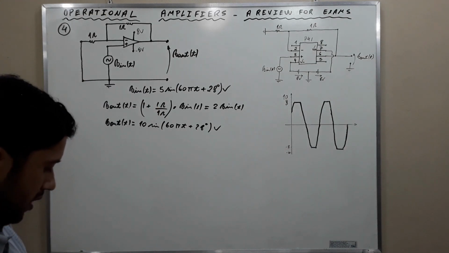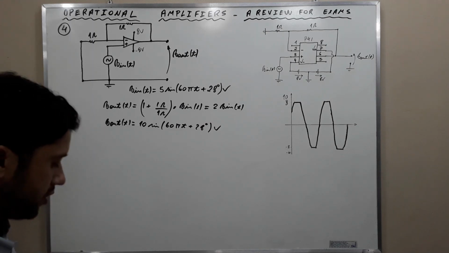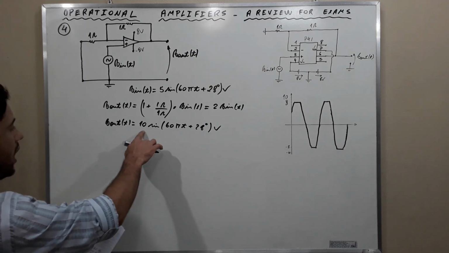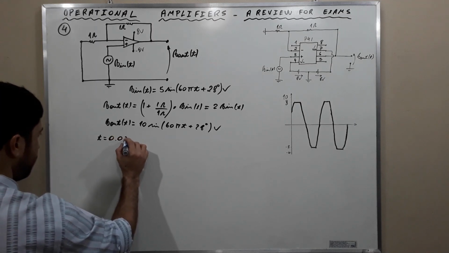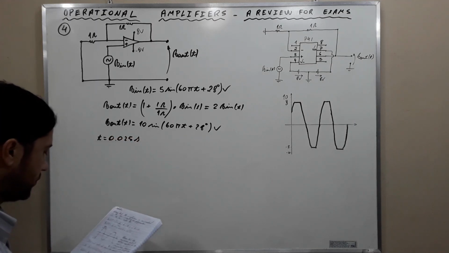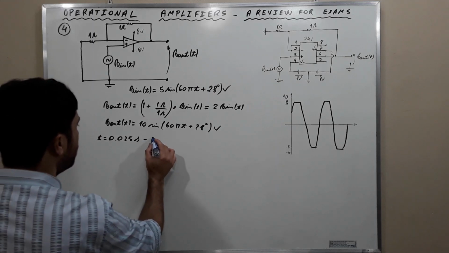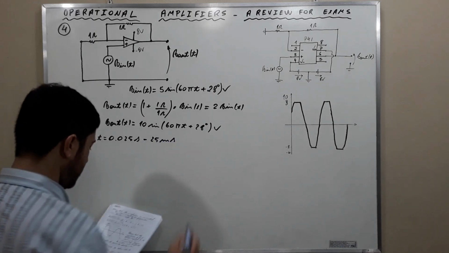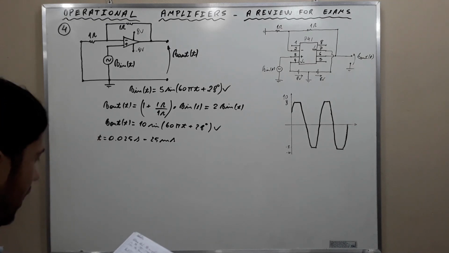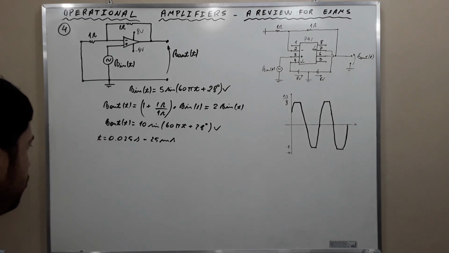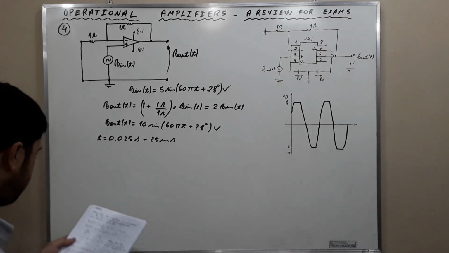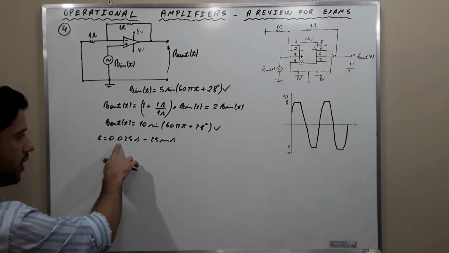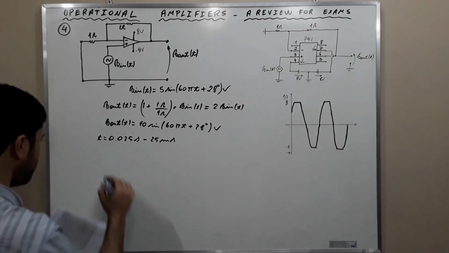All right. Now let's respond to the other question. The exercise wants us to evaluate the output voltage at t equal to 0.025 seconds. Or if you prefer, 25 milliseconds. At 0.025 seconds, the output voltage will be, let's simply use this value here, okay?